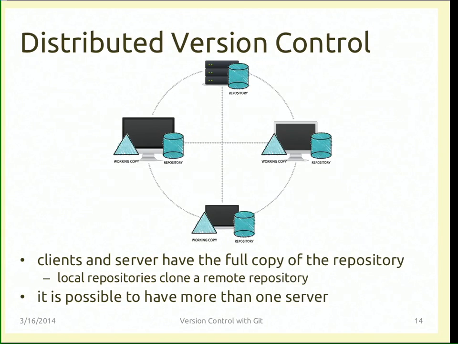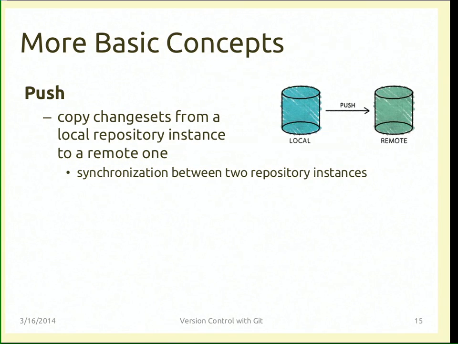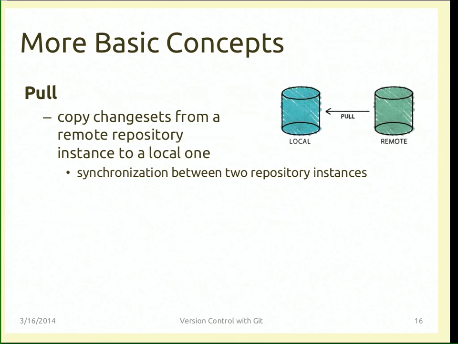Moving from these to these, we have to introduce two more basic concepts, the push and pull concept. Push is a way to synchronize data between your local repository and the remote repository, where the starting point is your local repository and the target is the remote repository. The opposite is pull, that from a remote repository brings back all the data to your repository.